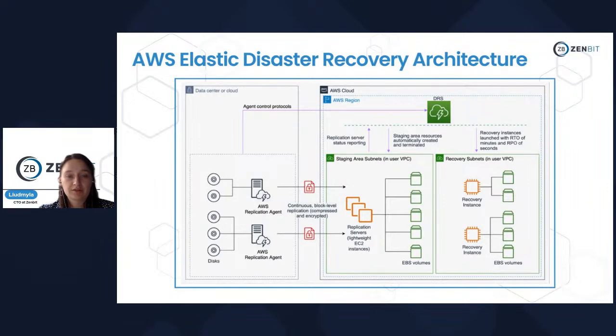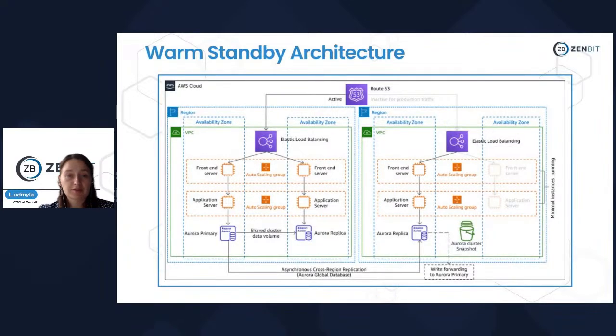Next one is AWS Elastic Disaster Recovery. It continuously replicates server-hosted applications and server-hosted databases from any source into AWS using block-level replication of the underlying servers. And the last one, no, not the last one, but let's go to the next one.